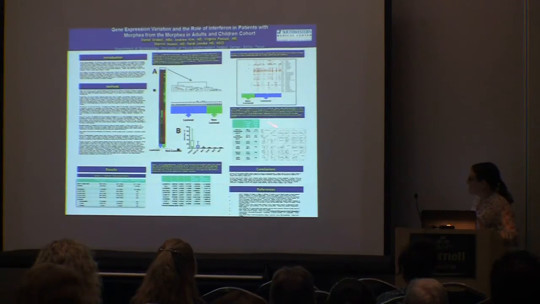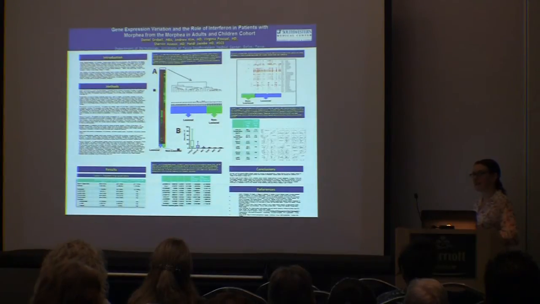We went on to look in the blood of people with Morphea at the levels of CXCL9 and 10, and they were much higher in people with active Morphea than in healthy controls, and also in people who had inactive Morphea.